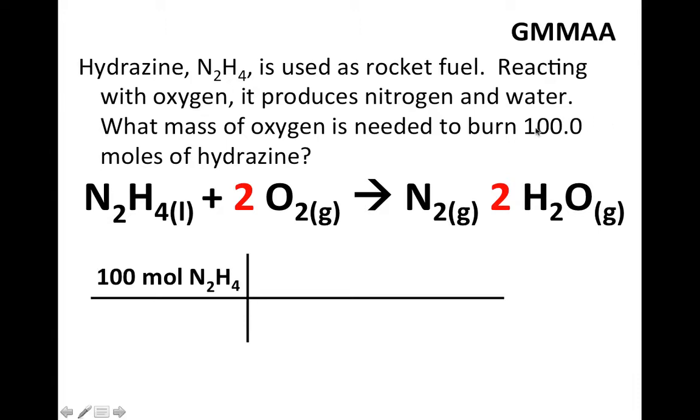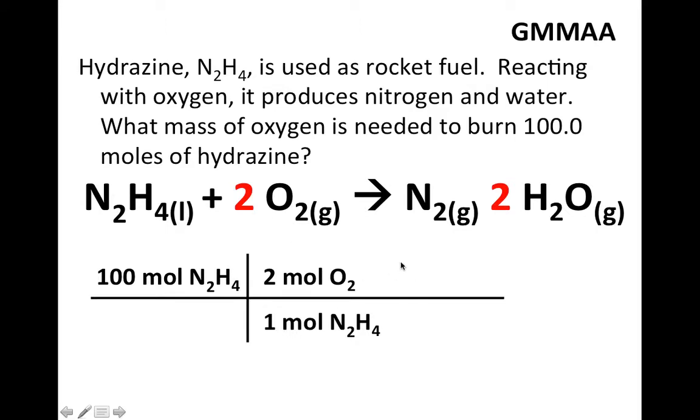They gave me, as my starting info, 100 moles of hydrazine. So here's 100 moles. So how many moles do I have in my equation? Well, just one. 1 mole of hydrazine. And that gave me, what am I looking for? Well, I want oxygen, right? So 2 moles of oxygen.